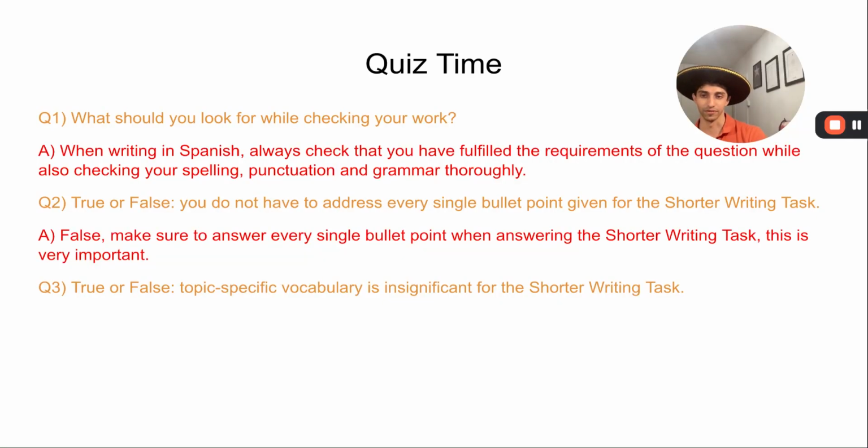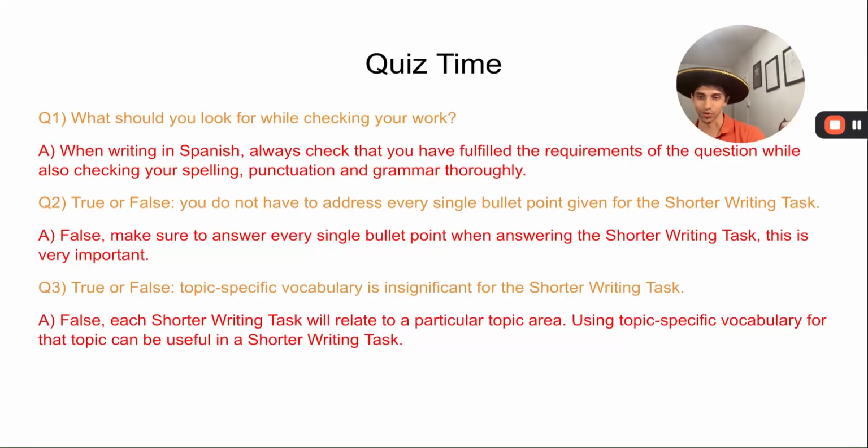Okay, I'm going to show you this answer too. This one is also false. Each shorter writing task is related to a particular topic area, so you can try and use some topic-specific vocabulary related to that particular topic area, and that can be useful to boost your marks as well. I would say varying grammar for these writing tasks is perhaps more important than varying vocabulary, but there's no harm in varying your vocabulary as well, and topic-specific vocabulary can contribute to higher marks too.